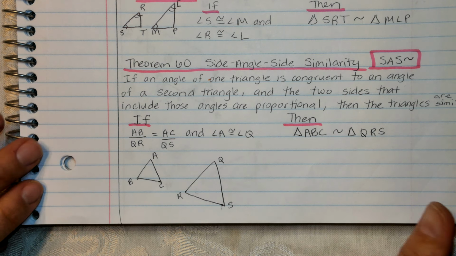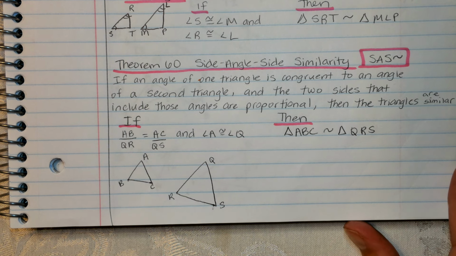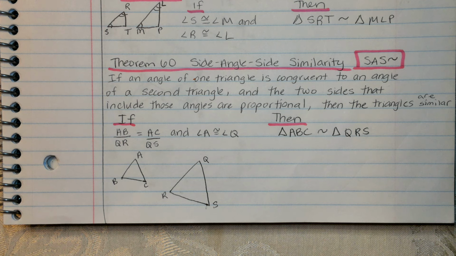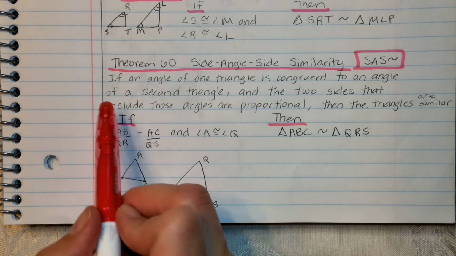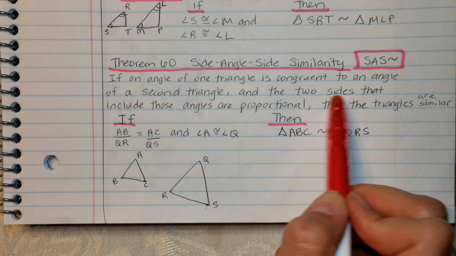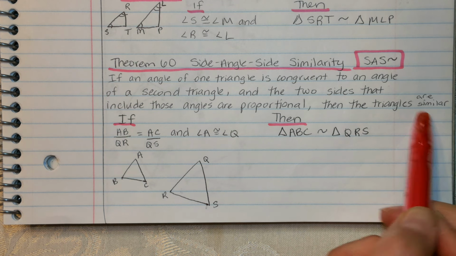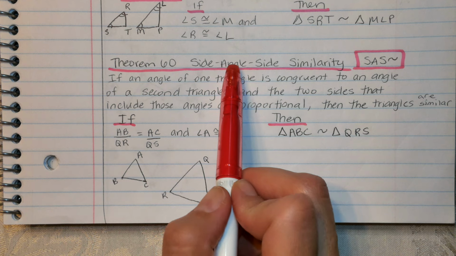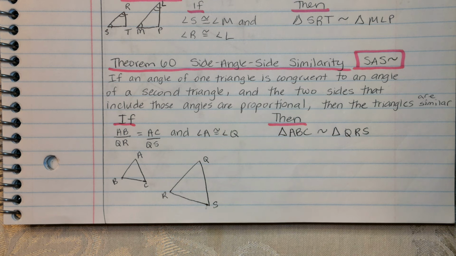Okay, I took the rest of the page. So this is side, angle, side, but remember we're talking similarity, not congruent triangles. So side, angle, side. So it says if an angle of one triangle is congruent to an angle of a second triangle, and the 2 sides that include those angles are proportional, then the triangles are similar. So it's side, angle, side. The angles are congruent, and then the sides are proportional. The sides are not equal, they're not congruent, but they are proportional.